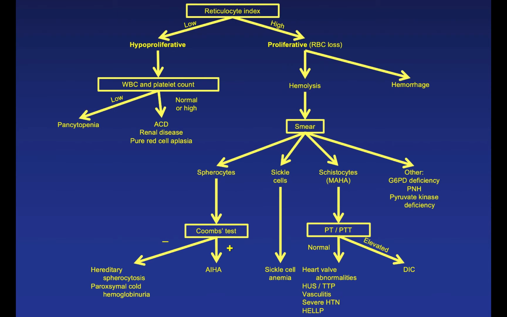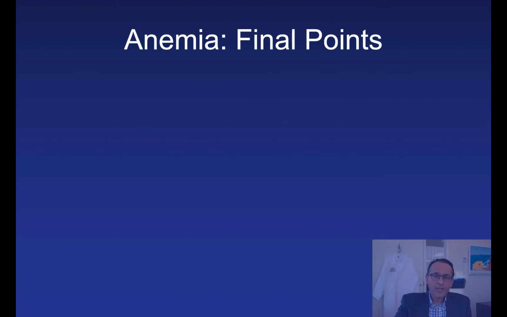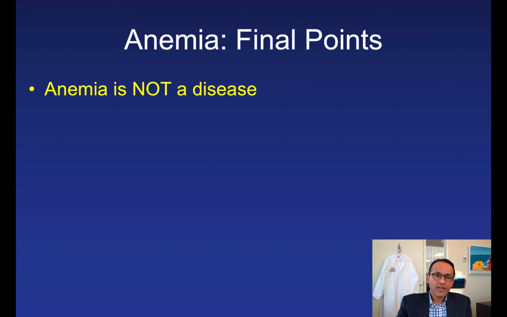Or if they show you a chest x-ray on the boards or the shelf exam with an anterior mediastinal mass in a patient with a low retic count and normocytic anemia, you should think that that could be pure red cell aplasia. So some final points about anemia.